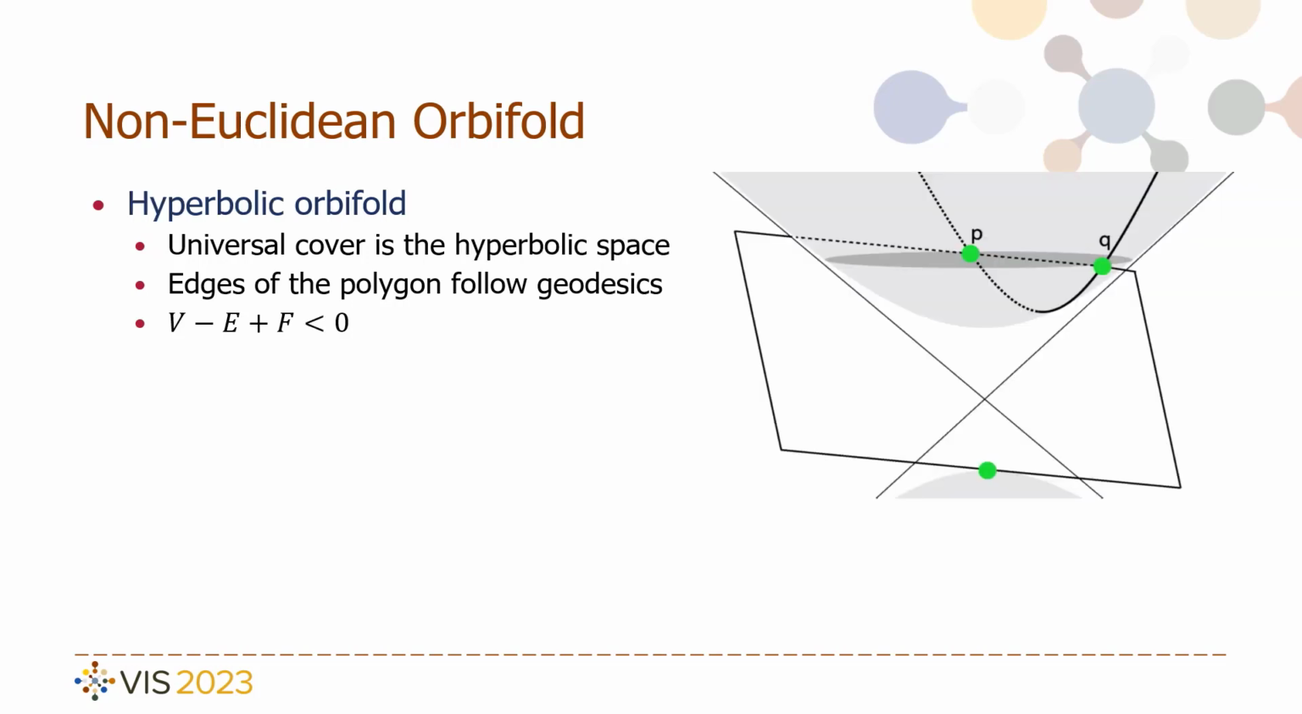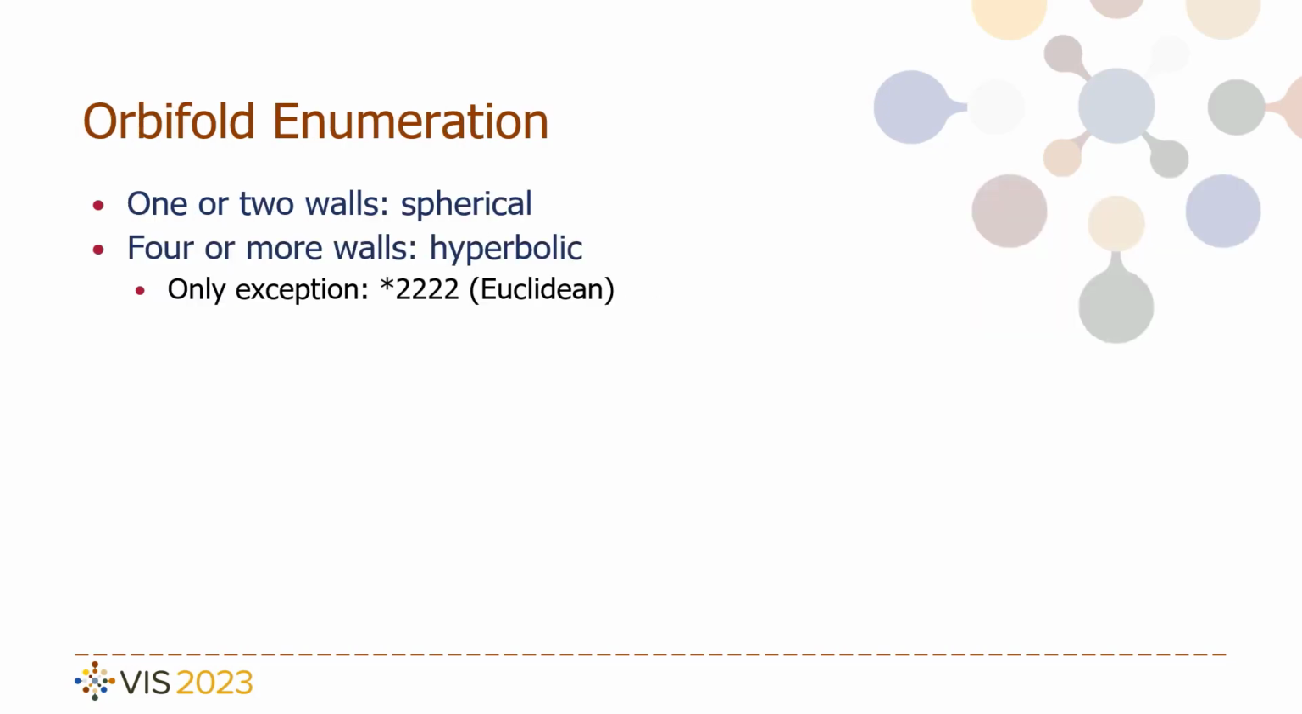A hyperbolic Orbifold has its universal cover being the upper sheet of the two-sheet hyperboloid. The edges of a hyperbolic polygon follow the geodesics in the space, which are the intersection curves of the hyperboloid and the plane passing through the vertex of the lower sheet. The Euler characteristic of any hyperbolic Orbifold is negative. We now provide an enumeration of all two-dimensional kaleidoscopic Orbifolds based on the number of walls and the order of symmetry at each corner. When there are one or two walls, the Orbifold must be spherical.